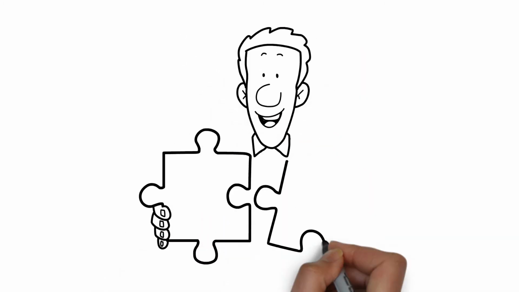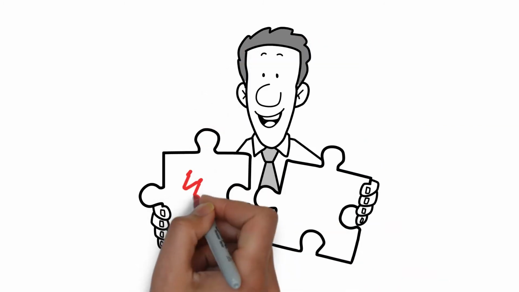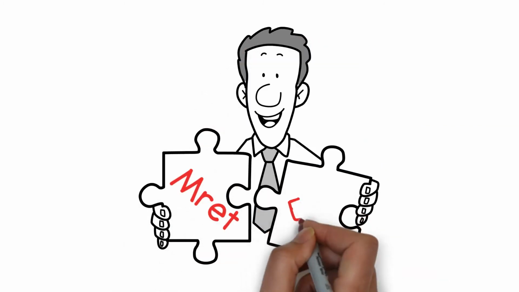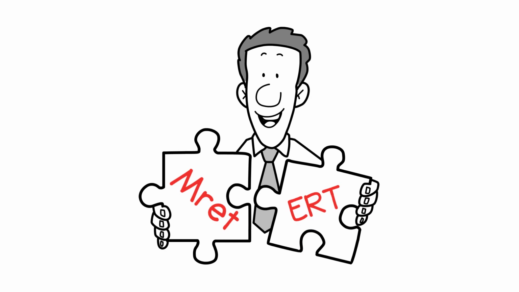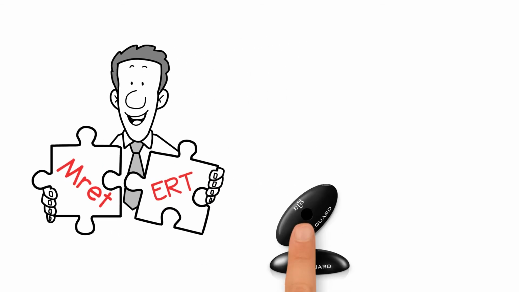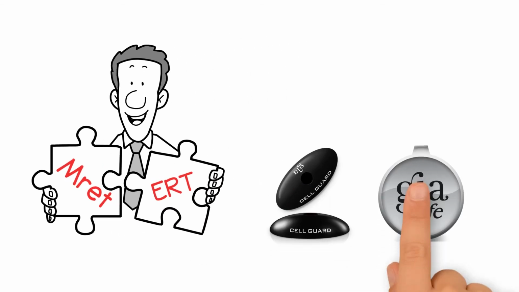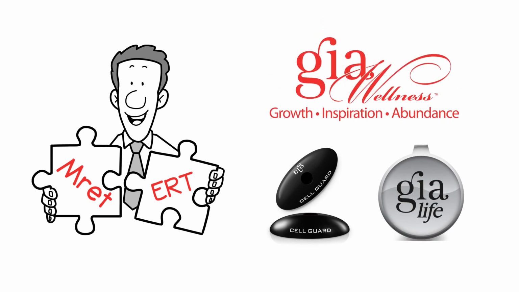So you end up with dual protection: MRET that thwarts incoming threats, and ERT, another that strengthens the body's defense mechanisms. Together, MRET and ERT are the optimal battle partners in the fight against electromagnetic radiation.